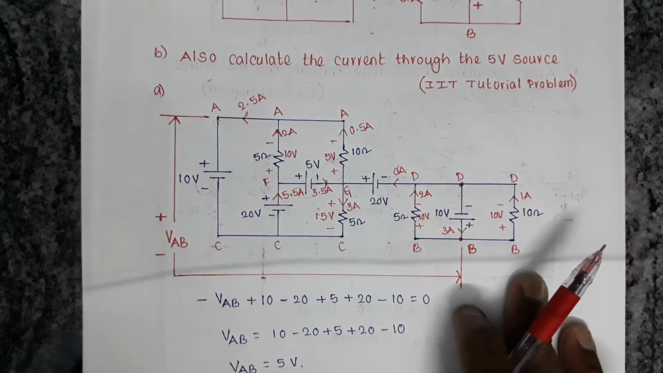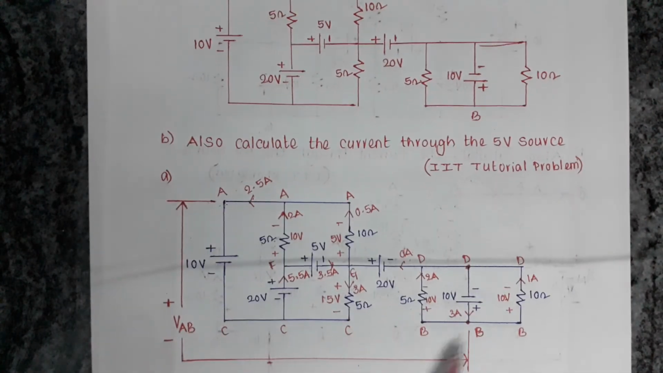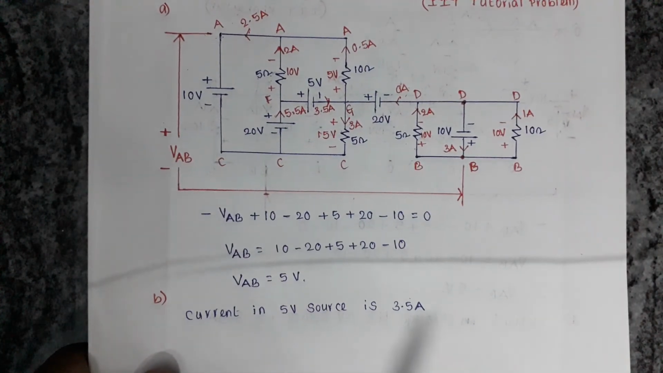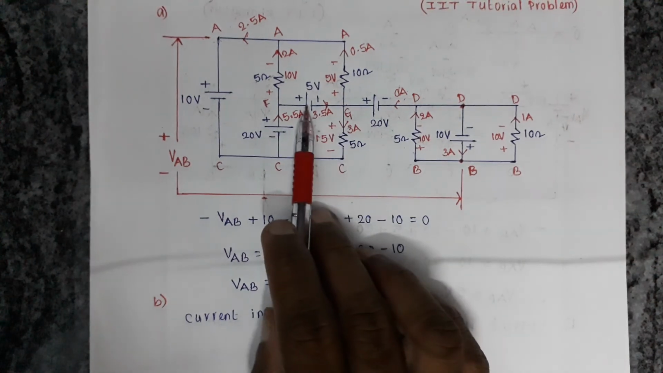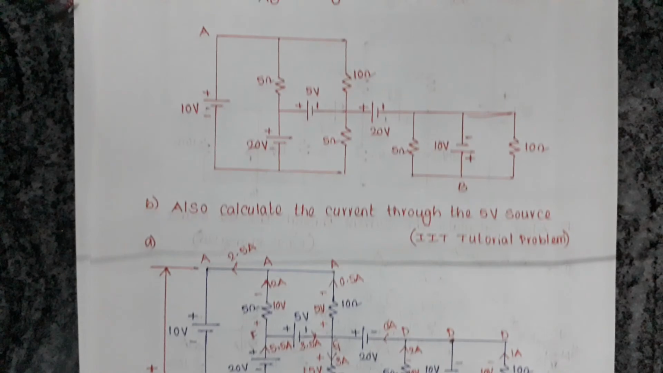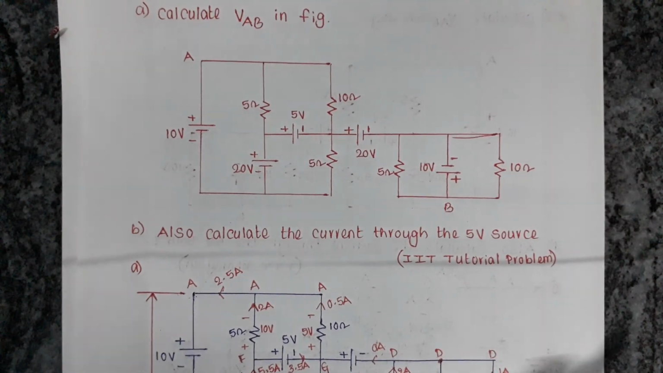So in that way, the voltage between nodes A and B is 5 volts, and the current in this 5 volt source is 3.5 amperes. I have taken this problem from IIT tutorials.